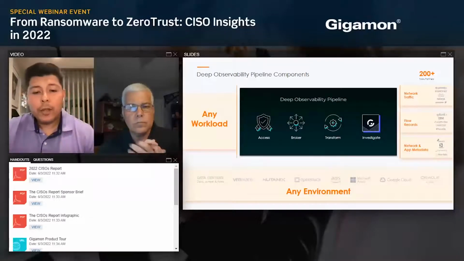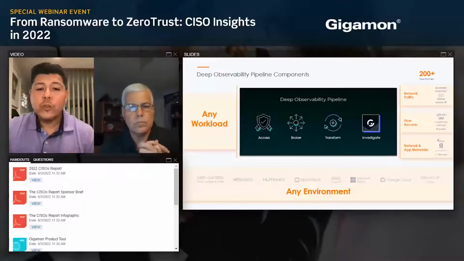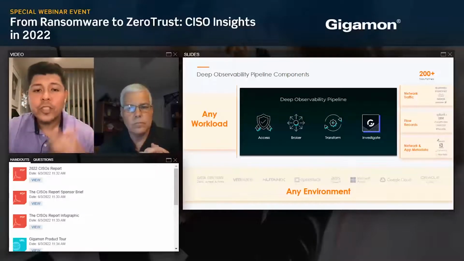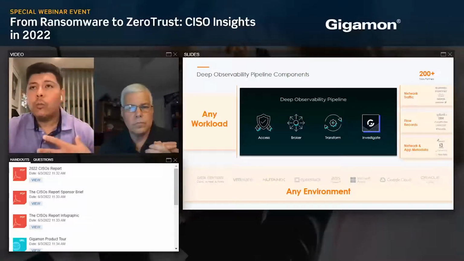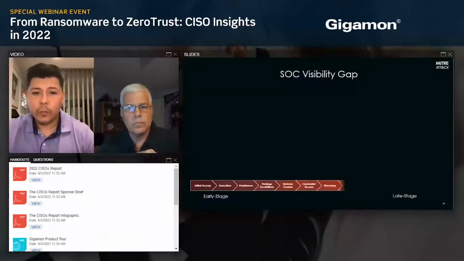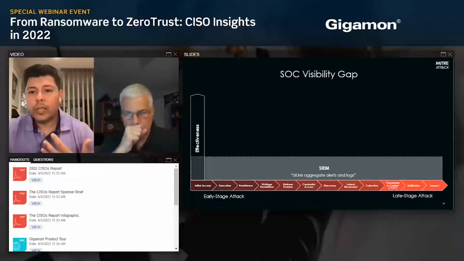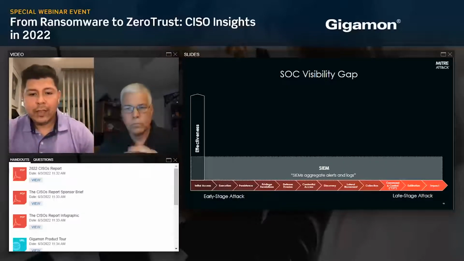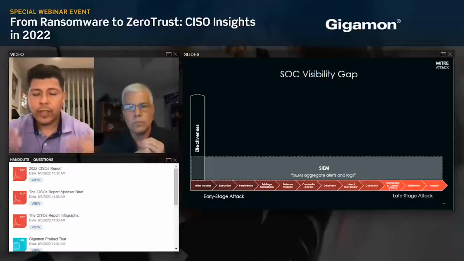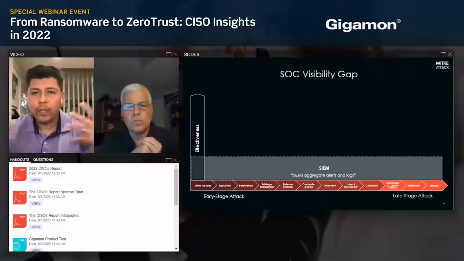So when we talk about it from a security perspective and how these tools typically roll out, what I typically do is look at it in terms of a SOC, or a security operations center. When we take a look at a SOC, down there at the bottom we have the MITRE ATT&CK framework.